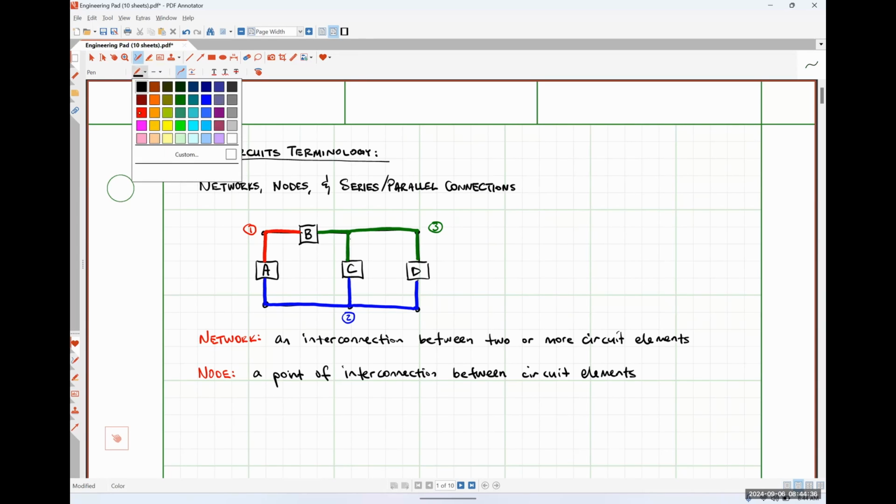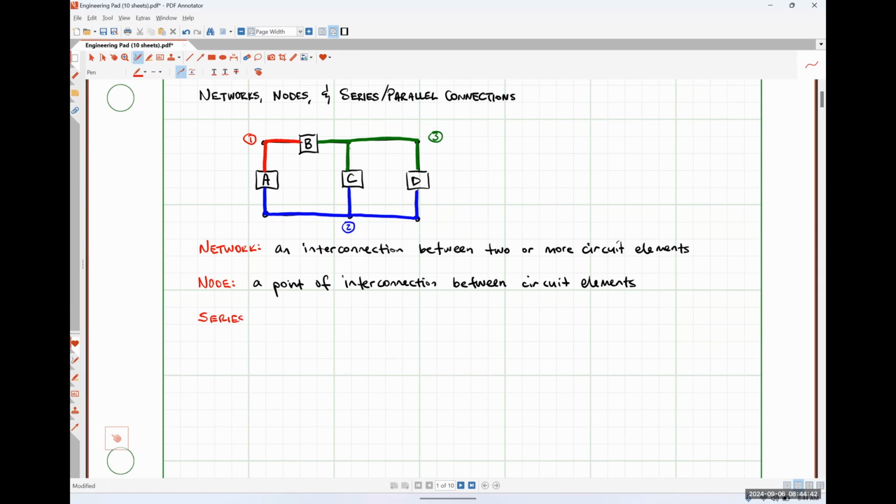A series connection is a connection between 2, I'm going to underline it so I remember to talk about it in a moment, circuit elements with no branching paths.